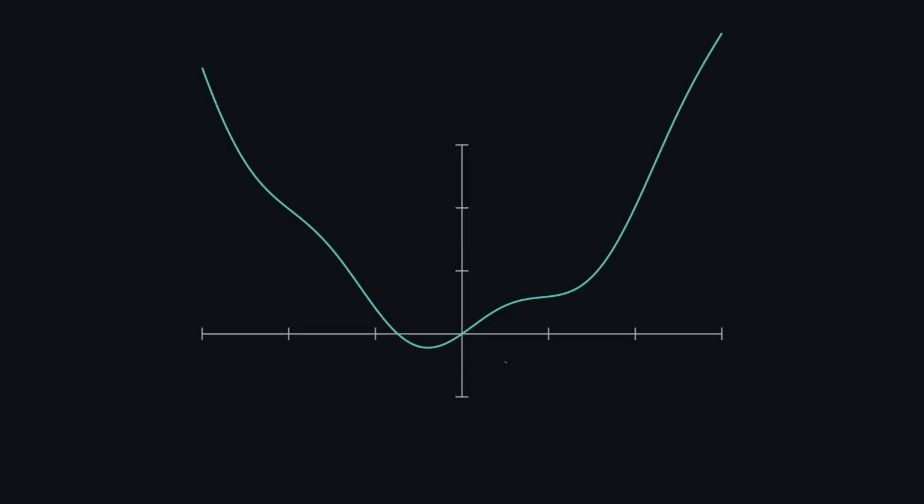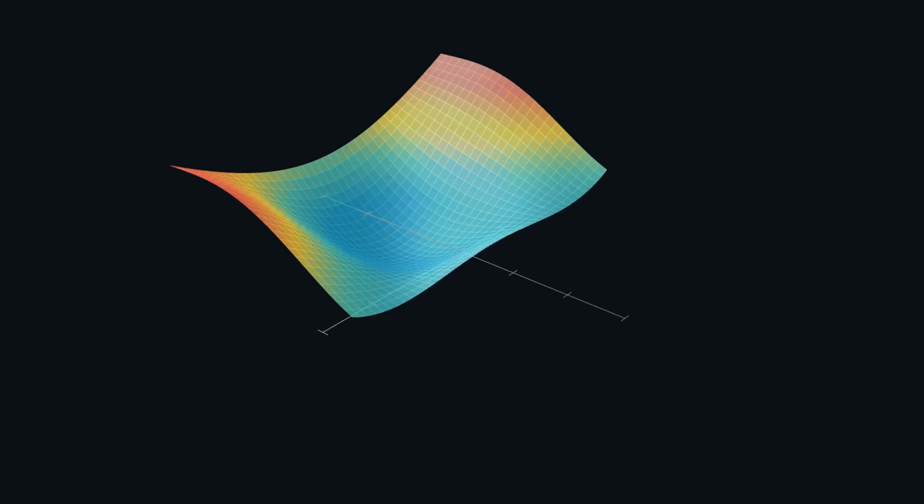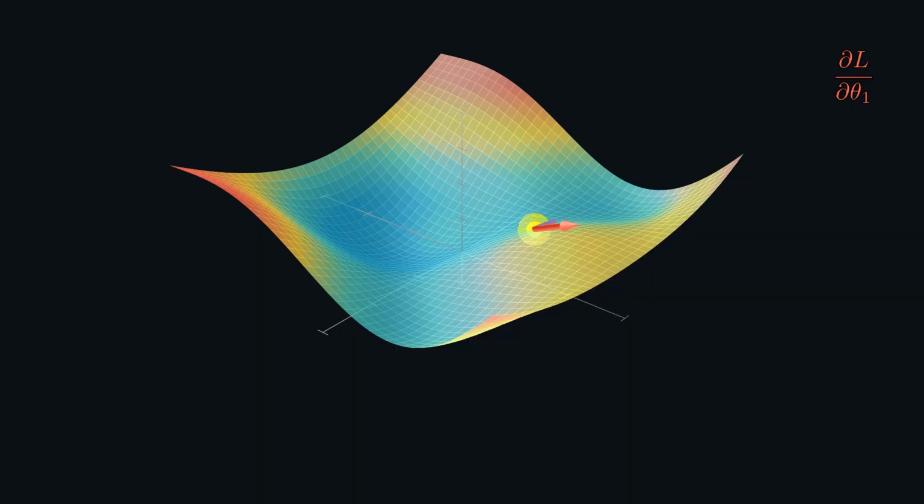In one dimension, the slope of a curve at a point tells you the direction of steepest ascent. If the slope is positive, the curve is going up to the right. If negative, it's going down. In two dimensions, we need two slopes, one for each direction. These are called partial derivatives. Stack these partial derivatives into a vector, and you get the gradient, written as nabla L.